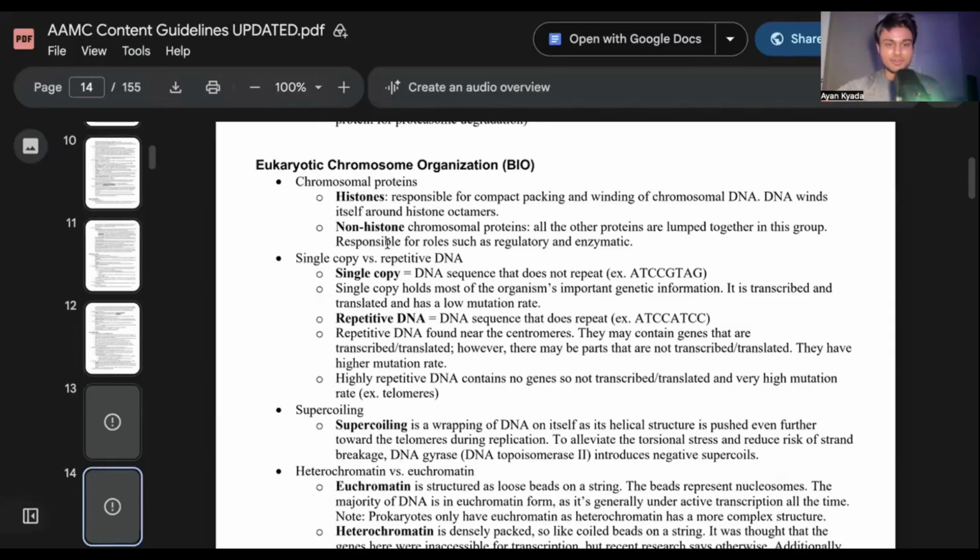Non-histone proteins refers to all proteins that are not histones. It's kind of intuitive by the name. Mainly they are responsible for carrying out regulatory and enzymatic roles. So everything you see like DNA polymerase or RNA polymerase or even digestive enzymes and proteins, these are non-histone chromosomal proteins. Anything that is not a histone is considered a non-histone chromosomal protein.